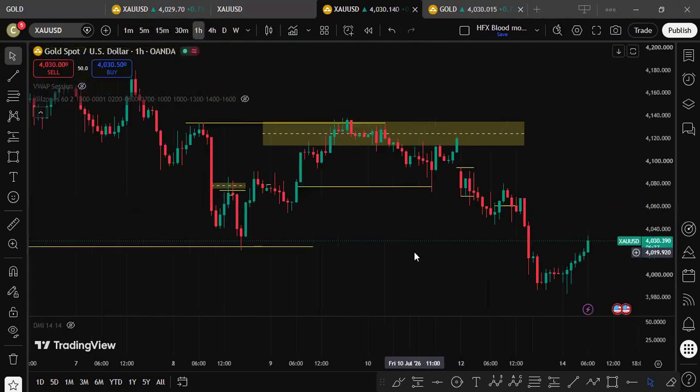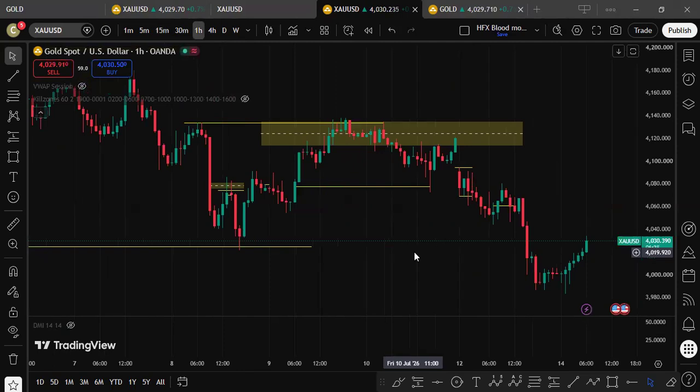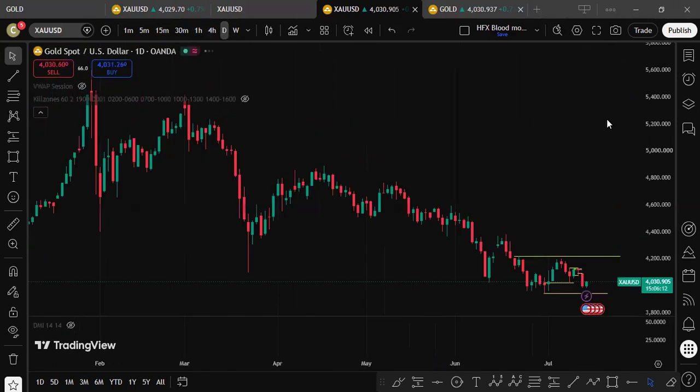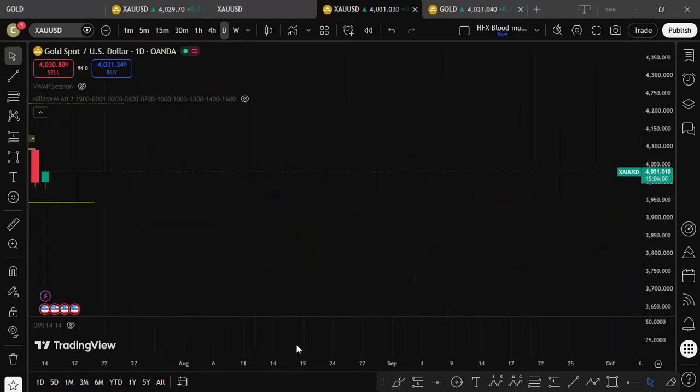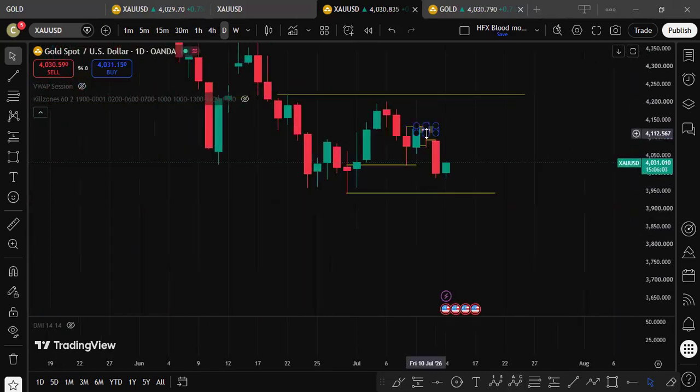In fact, before this week opened, I expected gold, at least between Monday and Tuesday, to sweep Friday, Thursday, and Wednesday low. And what happened? This is the daily time frame. This was yesterday's candle. This is Wednesday, Thursday, Friday. This is what I wanted the market to do yesterday. And guess what? It did that.